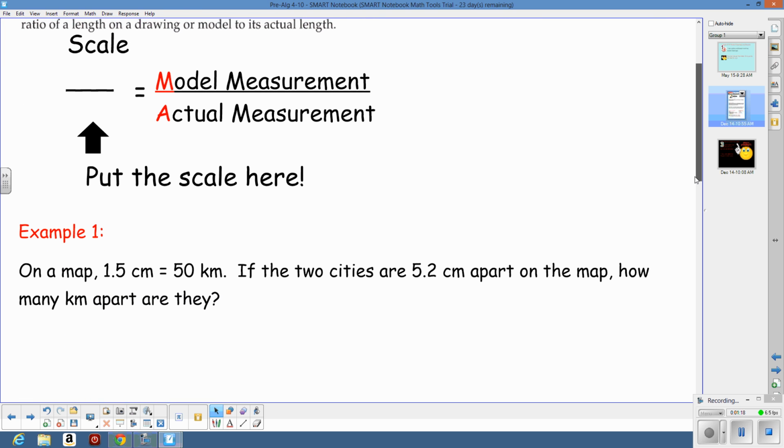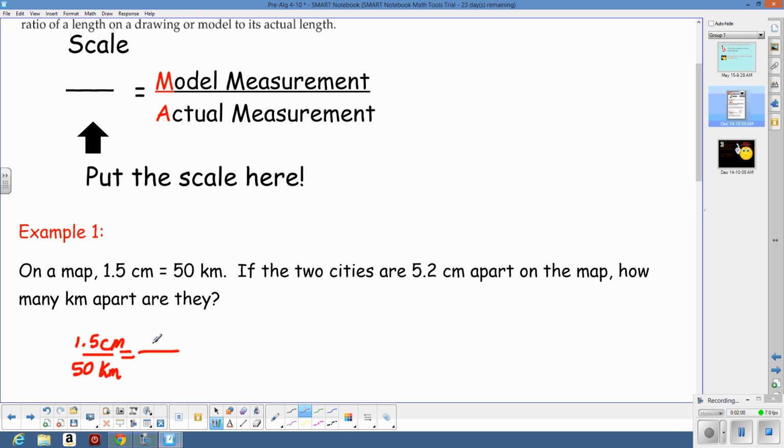For example, on a map, 1.5 centimeters equals 50 kilometers. If the two cities are 5 and 2/10 centimeters apart on the map, how many kilometers apart are they? Well, I'm going to set up my proportion using my recipe. The first thing I'm going to write down is my scale. My scale is 1.5 centimeters, or 1 5/10 centimeters, over 50 kilometers. The labels will help me keep things organized.